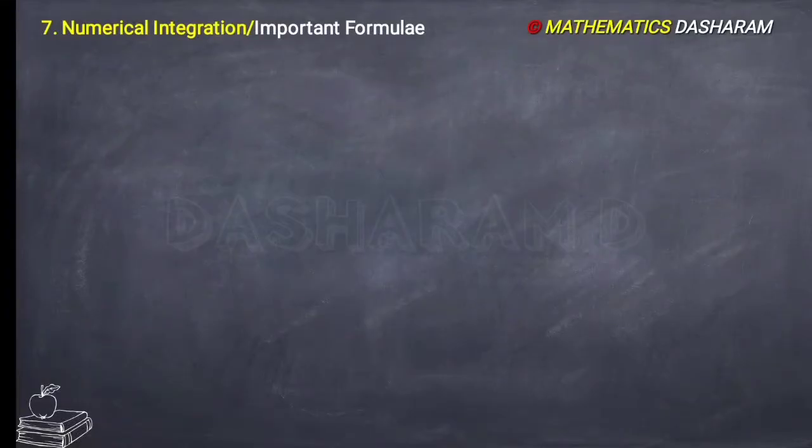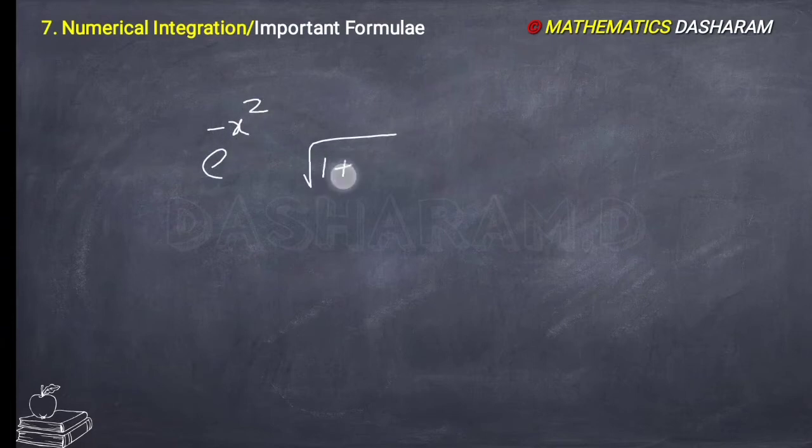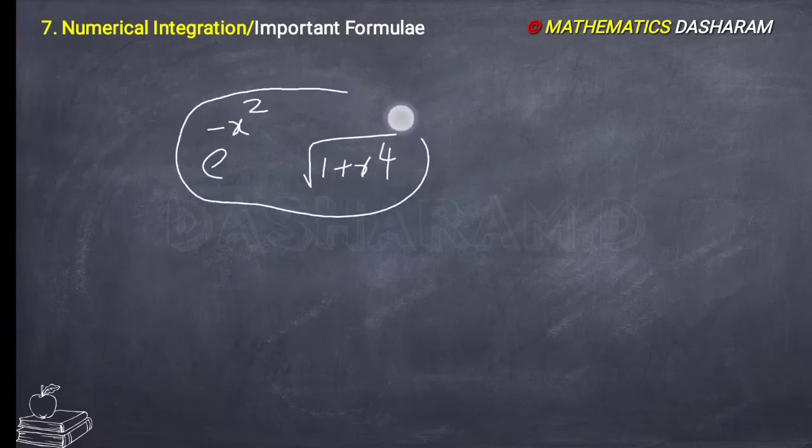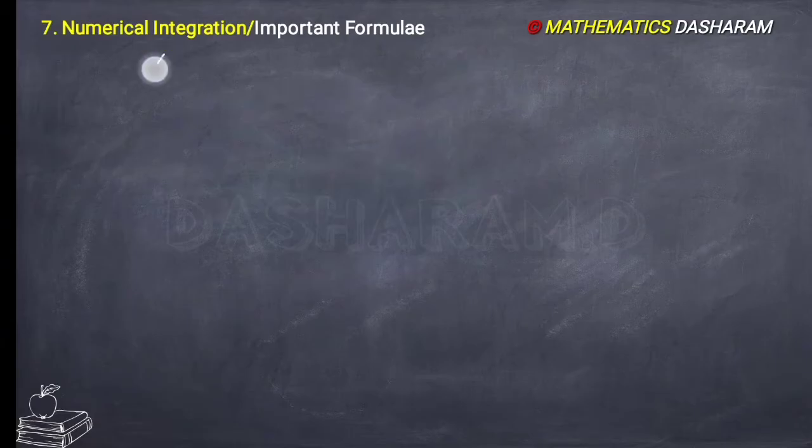Hello students, 7th chapter: numerical integration. To find the definite integrals of some difficult functions like e to the power of minus x square, or under root 1 plus x to the power of 4, numerical integration is very useful. In this chapter there are two methods: one is the trapezoidal rule and the other is Simpson's rule.